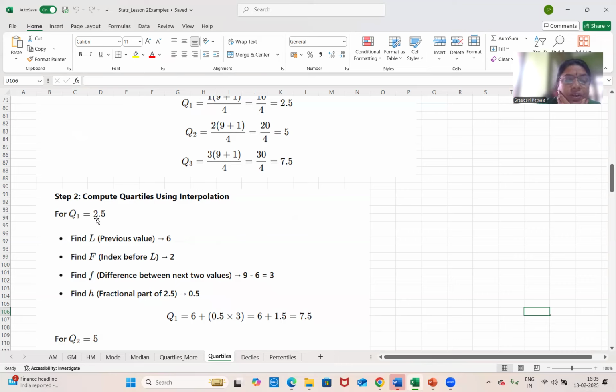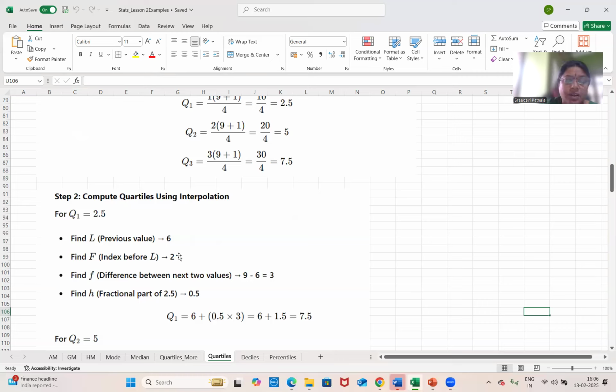Capital F is tricky here. 2.5 is there, no? Your Q1. 2 becomes your capital F, and 0.5 becomes your H. For non-grouped data, you have to know this value. What is our formula for interpolation? L plus (position minus capital F) by small f into H. Now you got all values. L is 6. Capital F is 2, which is from your Q1 value. You calculated the Q1 value, K into (N plus 1) by 2.